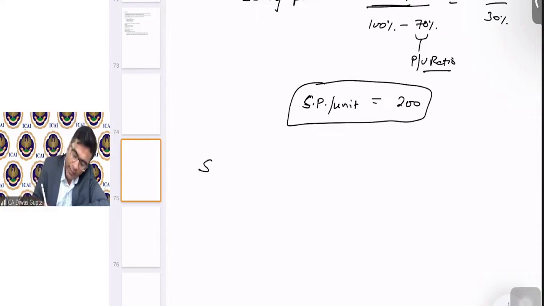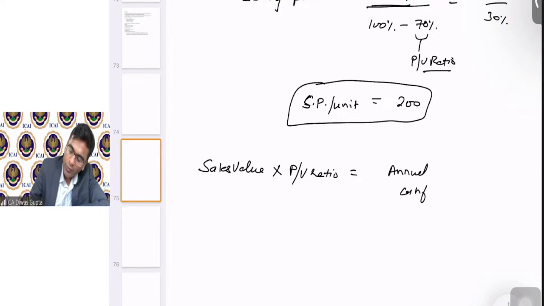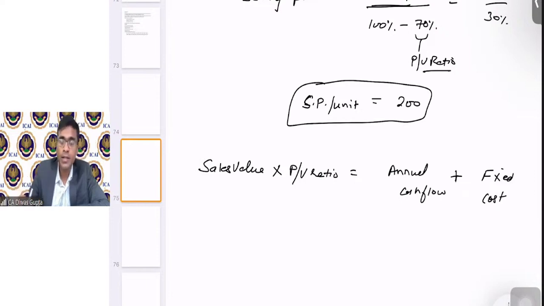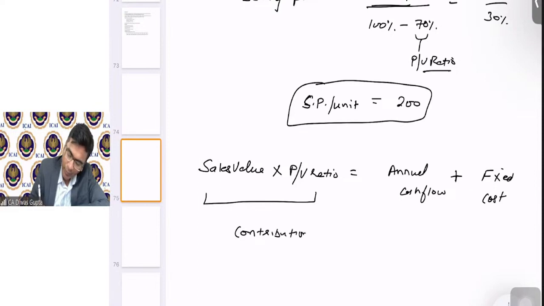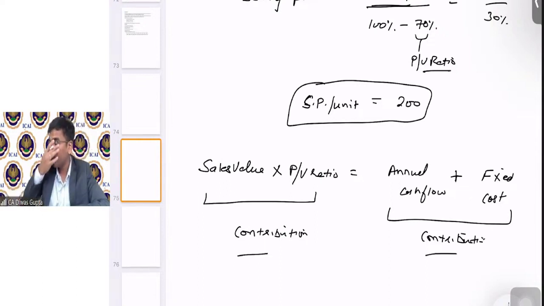Then we also know that sales value multiplied by PV ratio will be equal to annual cash flow plus fixed cost. Correct, students? Because this will give us contribution, and this will also give us contribution. So contribution is equal to contribution. Correct, students? Okay. Perfect, students.